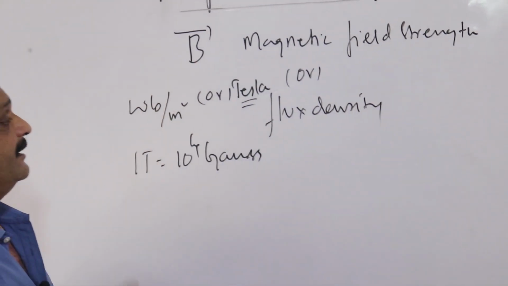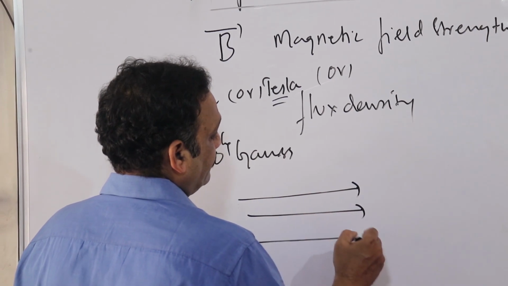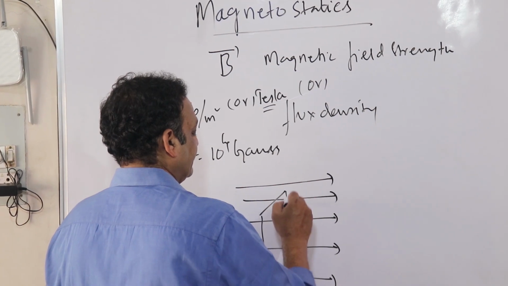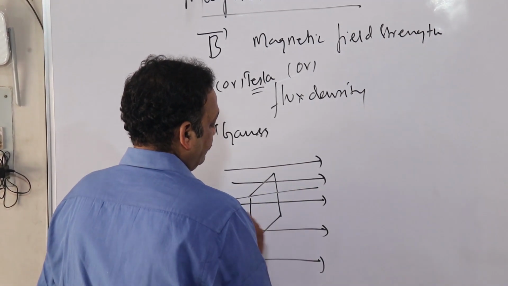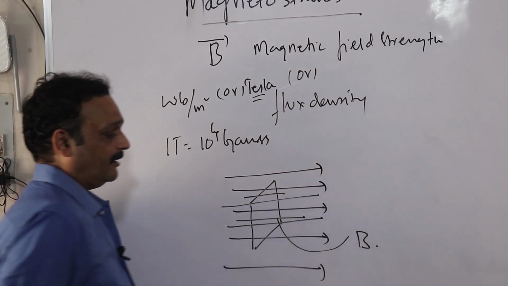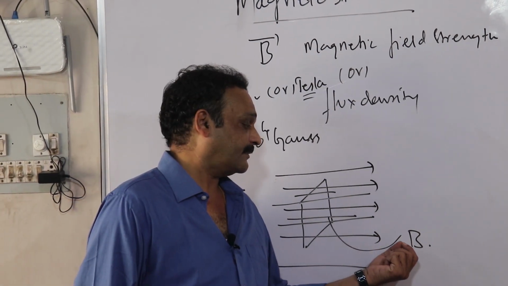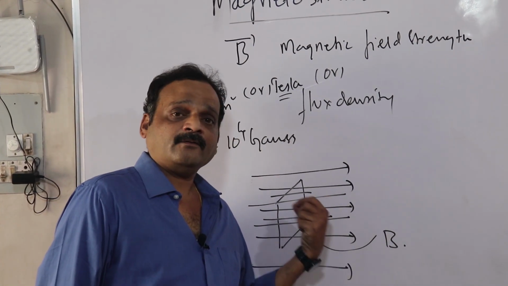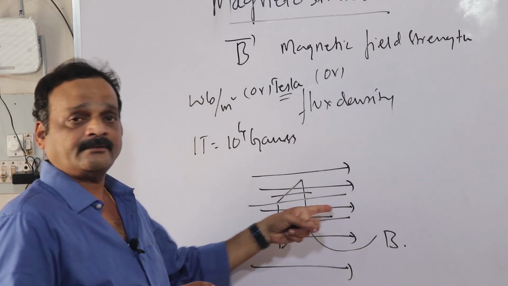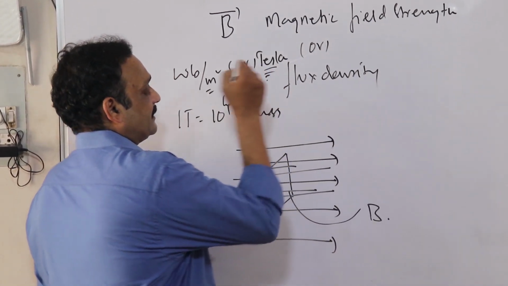Now how do we define B? B is the number of magnetic lines of force passing through a unit area. How many lines of force are passing through this unit normal area? That is defined as magnetic flux density or magnetic field strength. B is the number of lines of force passing through a unit cross-sectional area which is normal to the direction of B. So B units are Weber per meter square or Tesla.